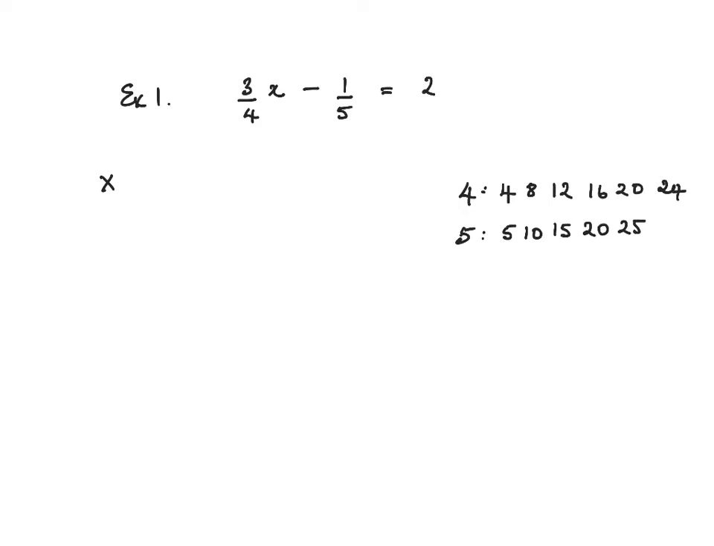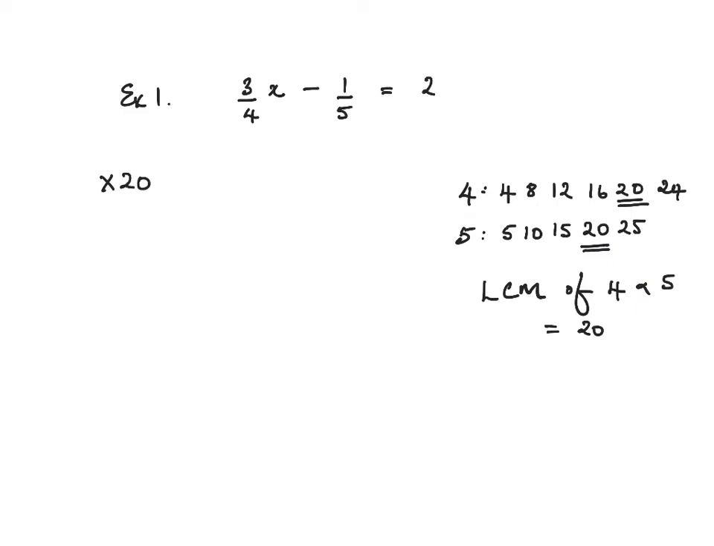Now, what's the smallest number that's common to both sets of multiples? It's the number 20. What we're really doing is looking for the lowest common multiple, the LCM of 4 and 5. And that is 20. So we're going to multiply by 20 then.